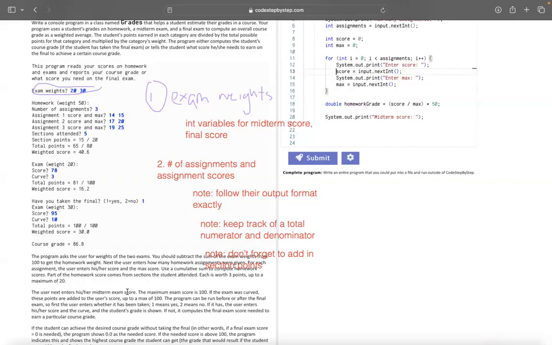So just make sure that you add that into your numerator, how many sections they attended times 3, and then you add the 20 to the denominator. And then you calculate the overall homework percentage, right?